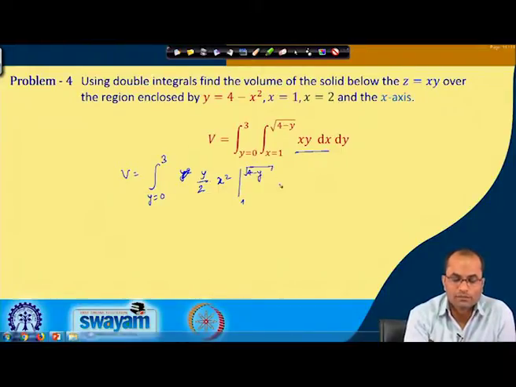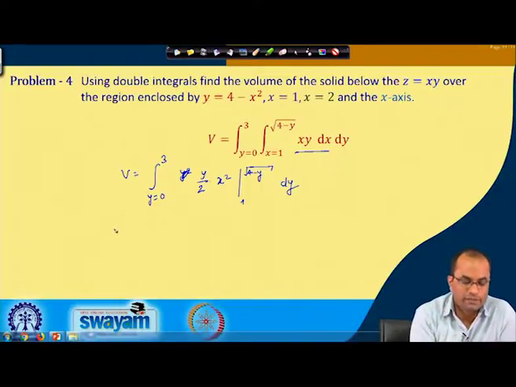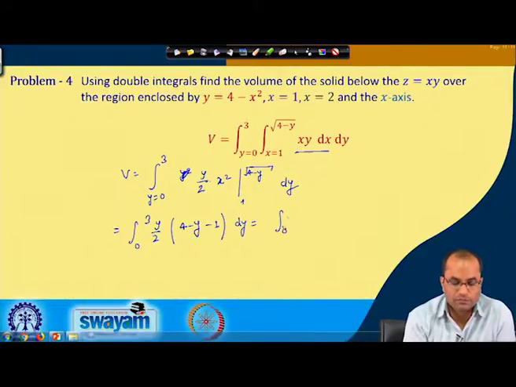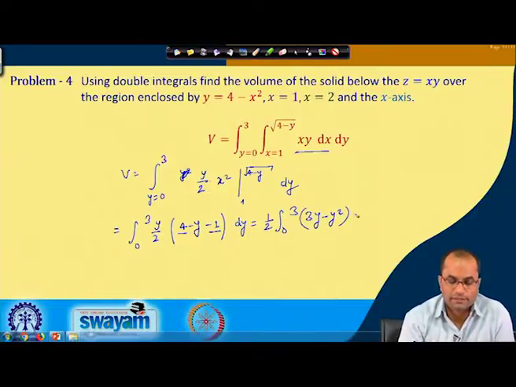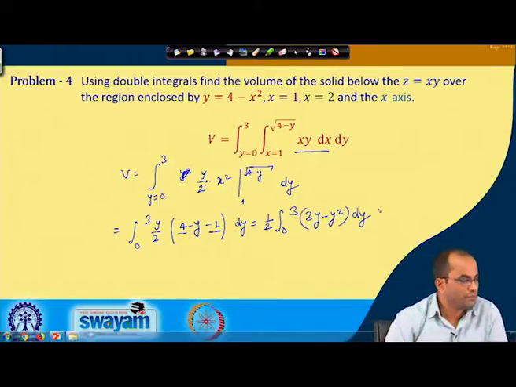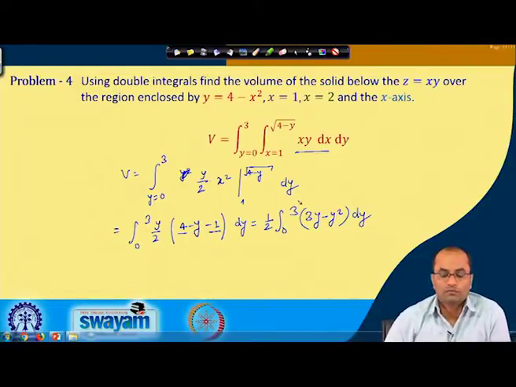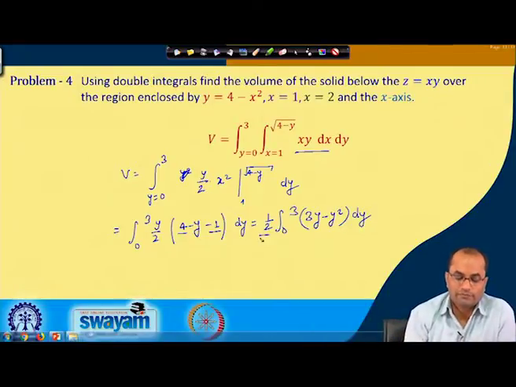With limits from 1 to the square root of 4 minus y, the outer integral is over y from 0 to 3 of y by 2 times the quantity 4 minus y minus 1, dy. Here, this is 3 minus y. So, we have 1 by 2 outside, and then the integral over y from 0 to 3 of 3y minus y squared dy.